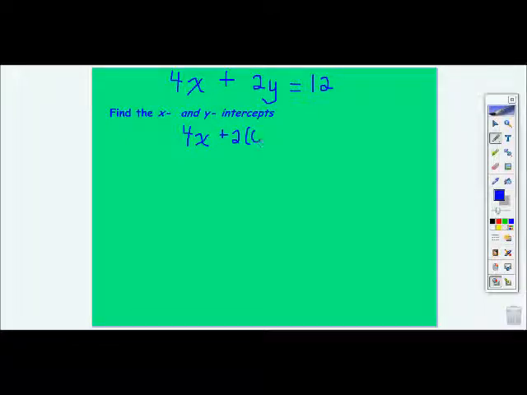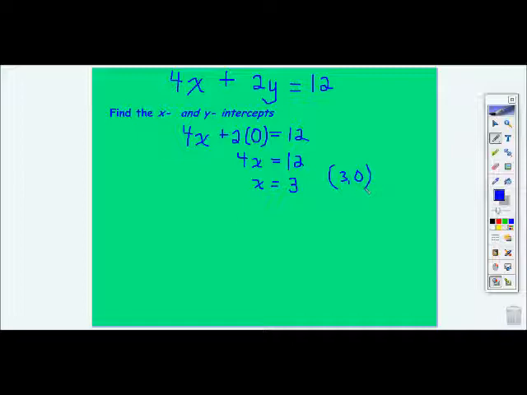For y equals 0, we're not going up or down on the graph, so we would be staying right on the x-axis. So 4x plus 0, so 4x is going to equal 12. Divide both sides by 4, and my x is going to equal 3. That means I have a point with x being 3, where we substituted in 0 for y.